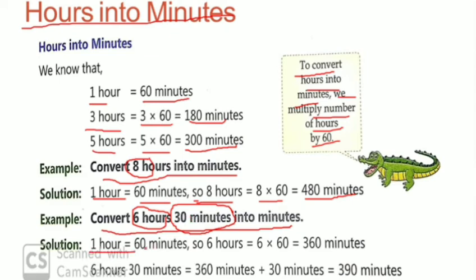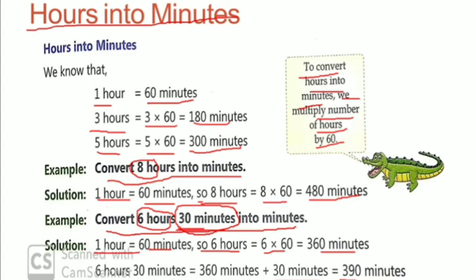1 hour is equal to 60 minutes. So 6 hours is equal to 6 into 60, that is 360 minutes. So 6 hours become 360 minutes plus 30 minutes. 360 minutes plus 30 minutes gives us 390 minutes. So the total is 390 minutes. 6 hours 30 minutes is equal to 390 minutes.